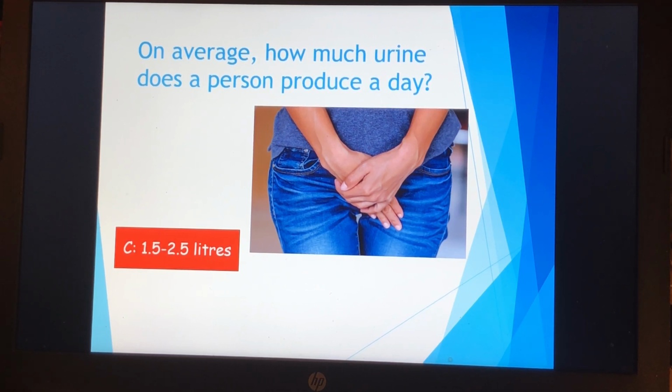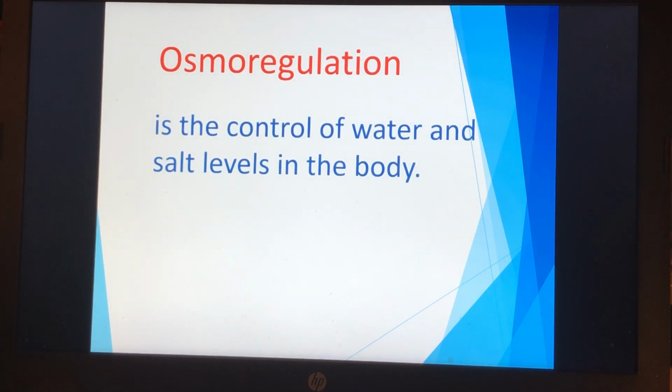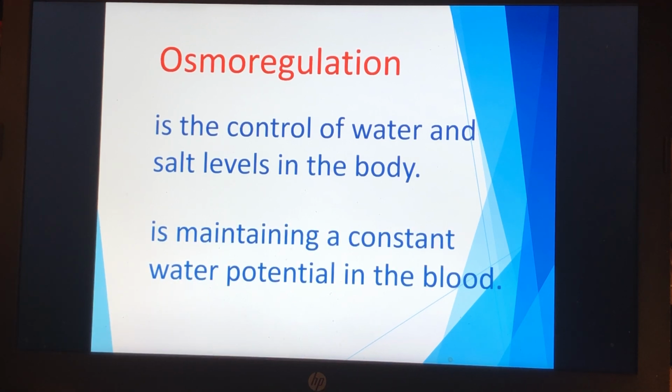So why is osmoregulation important? Well, as we said, it's controlling the level of water in your blood. That's what your textbook says. In your blood, you've got water and you've got salts dissolved in it. So it's really keeping those levels right. Or to put it in terms of water potential, it's keeping the water potential of your blood constant.